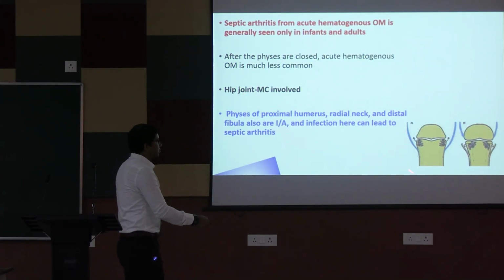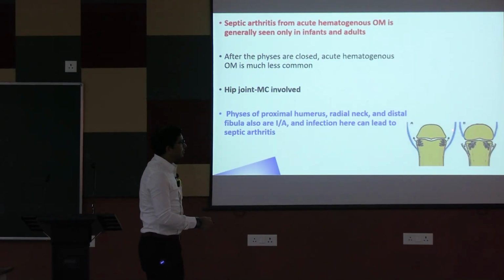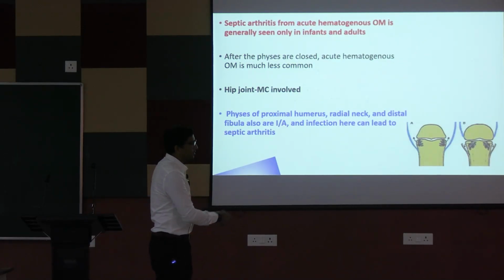And this picture you have to note down, you have to understand the concept that in some joints, the capsule is attached below the physis, near the metaphysis. So basically this metaphyseal part is inside the joint. What are those areas? These are the areas: proximal humerus, radial neck, distal fibula. In these, the physis is intra-articular. So any metaphyseal infection can cause septic arthritis.